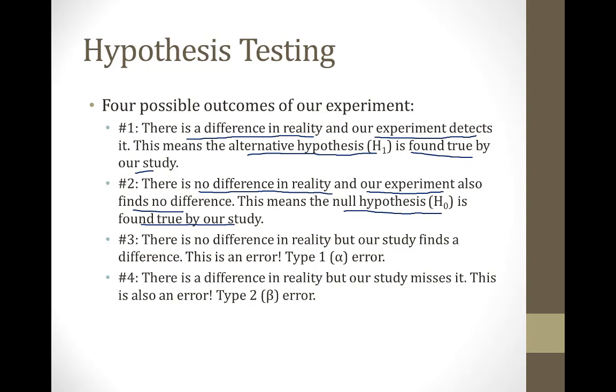Possibility number three is that there's no difference in reality, but our study finds a difference. So this would be an error. This would be an erroneous finding of our study. And we call this type of error a type 1 or alpha error. This means you believe there's a difference, but there isn't one there. And then possibility number four is that there's a difference in reality, but our study misses it. So we think that the two means are equal, but actually they're different in reality. This is also an error, and we call this a type 2 or beta error.